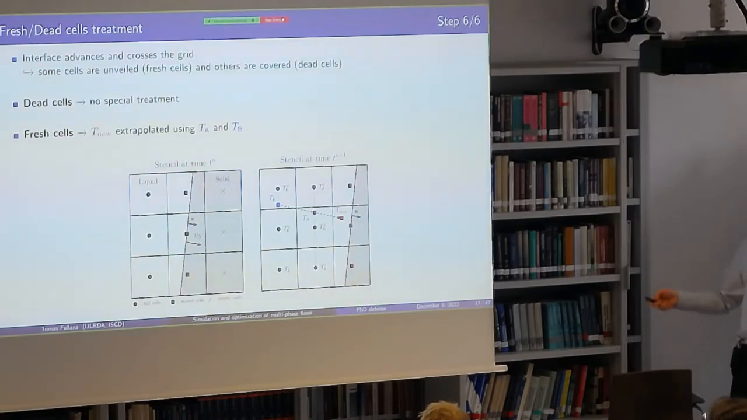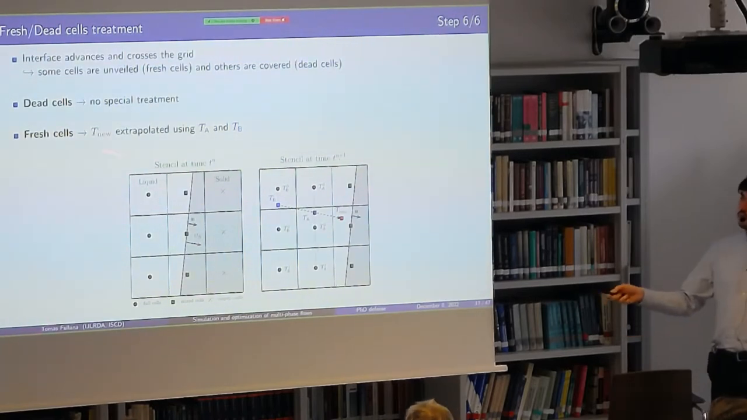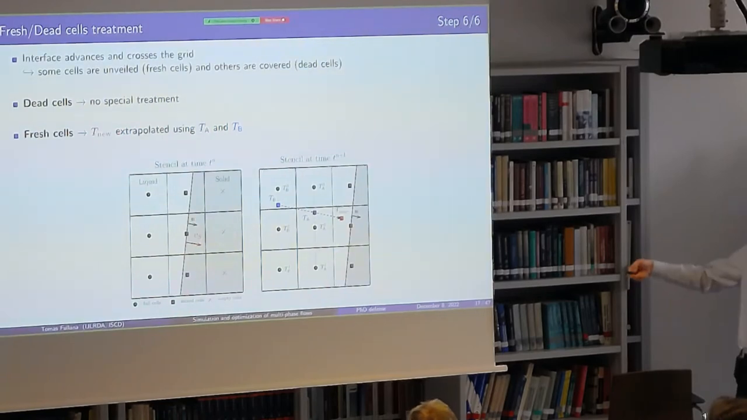So for dead cells, there's no special treatment, because as I said, we are in the two-fluid formulation. So basically, each is completely agnostic with respect to the other one. Now, for the fresh cells, we need a special treatment because the previously non-existing temperature value needs to be initialized. And this is what we do with a T nu here that is extrapolated off of TB and TA as defined here. And this is a sort of converged Johansson-Colella method.